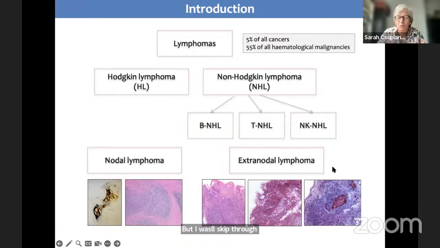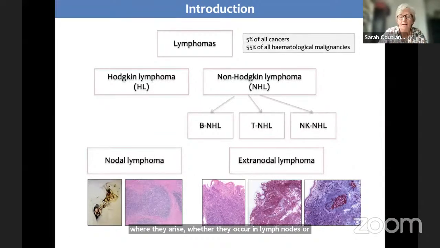So, as you probably all know, lymphomas can be essentially divided into Hodgkin and non-Hodgkin lymphomas, and the non-Hodgkin lymphomas can be divided according to B, T, and NK subtypes. They can also be divided according to where they arise, whether they occur in lymph nodes or extranodal sites. And obviously, the eye and the ocular adnexa are extranodal sites.